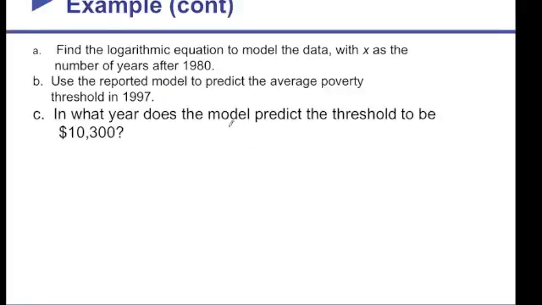What year does this model predict the threshold to be 10,033? Well, we'll fill in with y1 will be our equation, and y2 will be 10,300. And it turns out that x then, the intersection, is at 28.78885, or we can round that, x equals 29 plus the 1980, so that would happen in 2009.